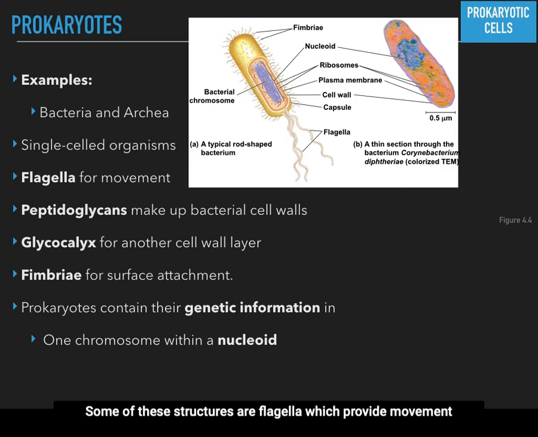Some of these structures are flagella, which provide movement, thick cell walls made of peptidoglycan and glycocalyx, and fimbriae, which allow the prokaryote to attach to the surface of something or to another cell. Prokaryotes' genetic information is in one chromosome within a nucleoid region, but not a true nucleus.